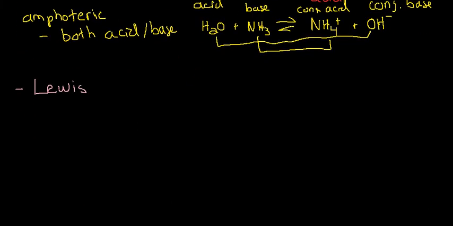Final example I want to talk to you about is Lewis acids and bases. Lewis acids are defined as electron pair acceptors, and Lewis bases are electron pair donors. So your Lewis acids are your electron pair acceptors, and your Lewis bases are your electron pair donors.